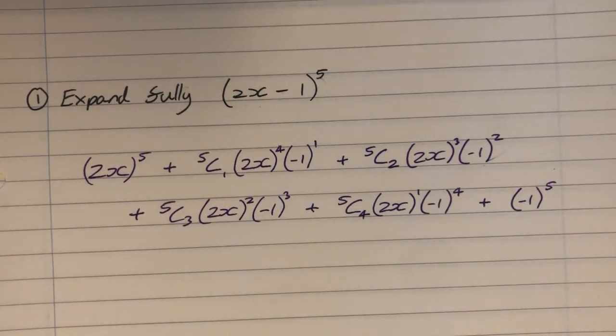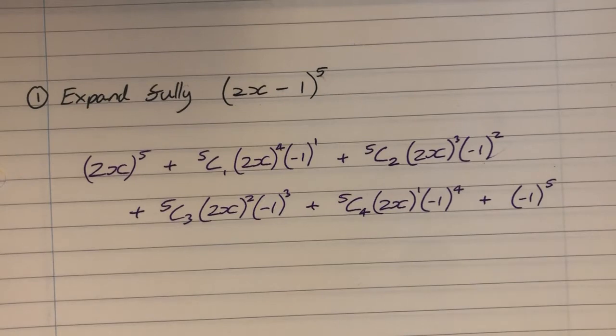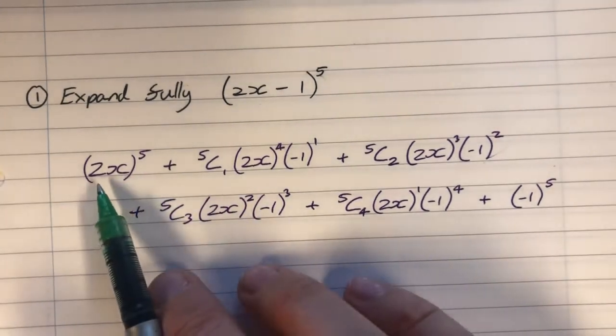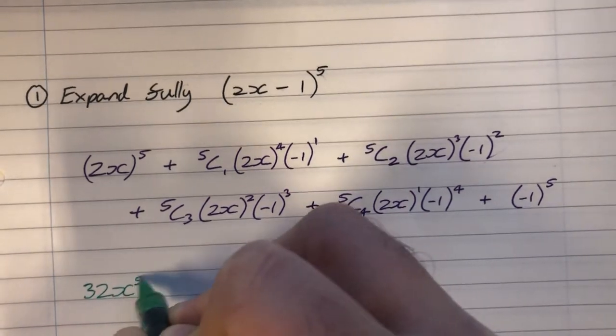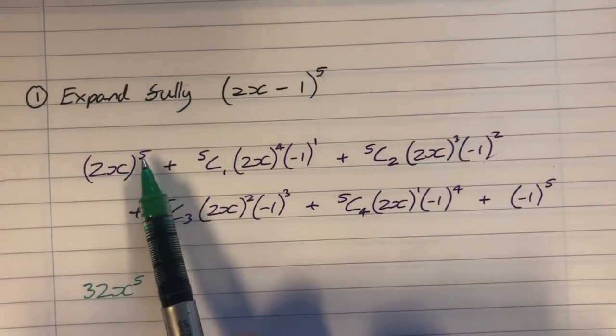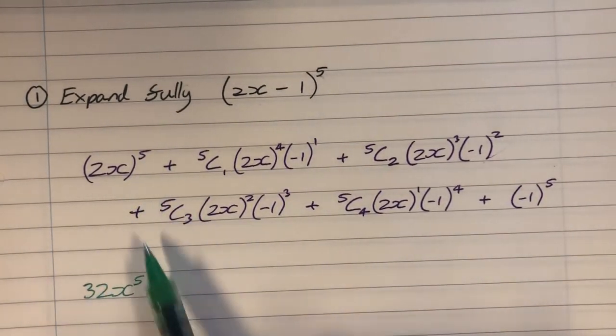So the last step now is just to simplify all of these terms. We're looking for a number times a power of x. So 2 to the power of 5 is 32, x to the 5. Don't forget that if you're doing 2x to the power of 5, it affects the 2 as well, not just the x. So 2 to the power of 5 is 32, and then x to the 5 is x to the 5.